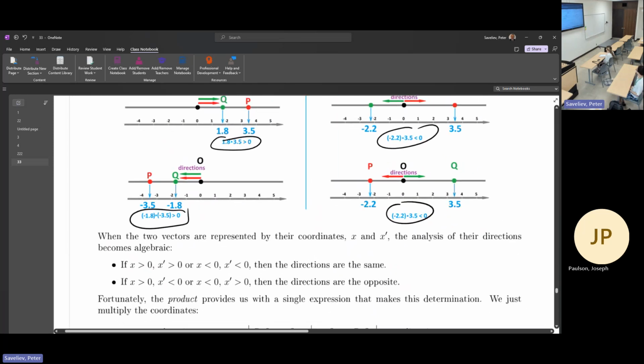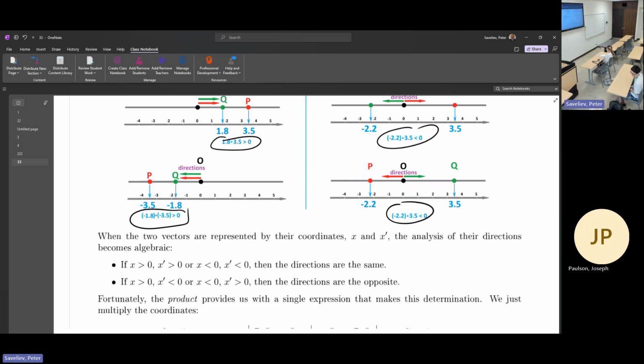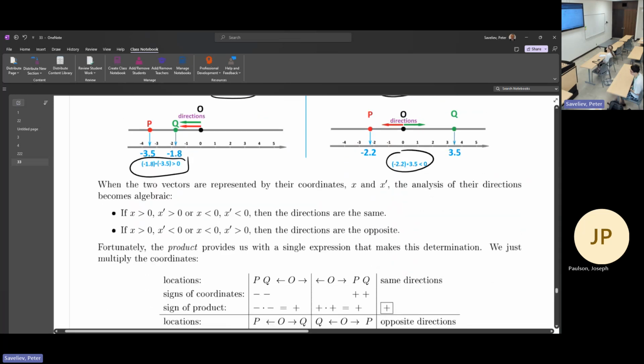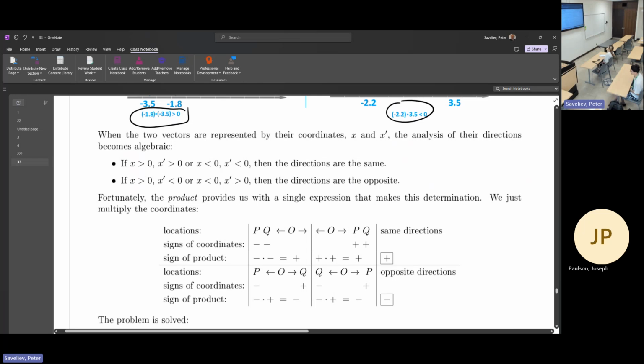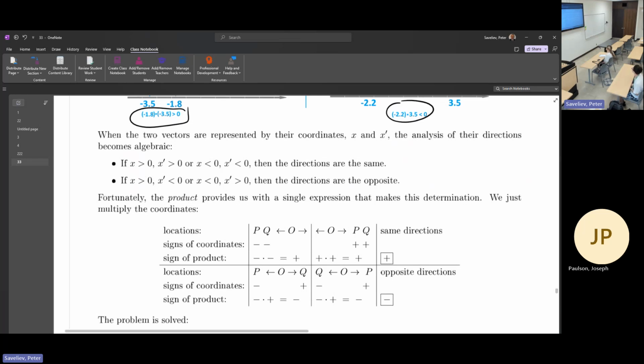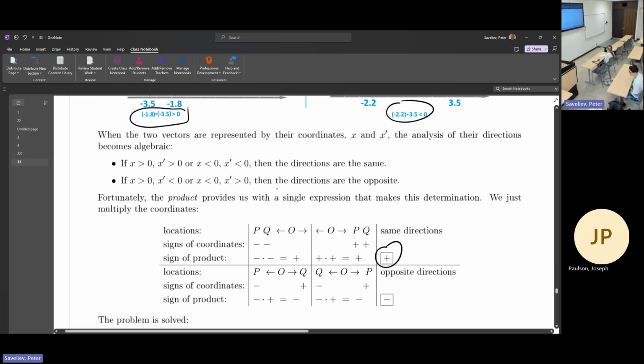Why? Because in anticipation of when we're going to do this in the two-dimensional case, which is way more complicated. Okay, so we're solving a problem that has been solved already, but it is worthwhile to do a little bit more than seems to be necessary. So the product tells us the answer. This is the picture. Locations to the left, both to the right, same directions. The coordinates are either both positive or both negative. When you multiply, you end up with positive. When the directions are opposite, the coordinates are of opposite signs, and therefore when you multiply, you have a negative.